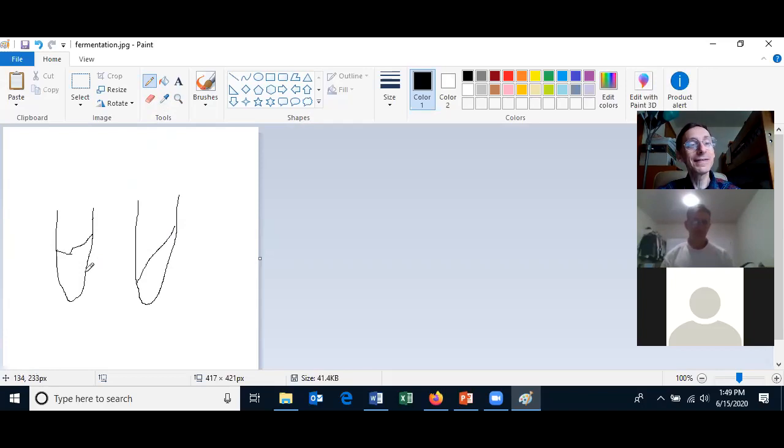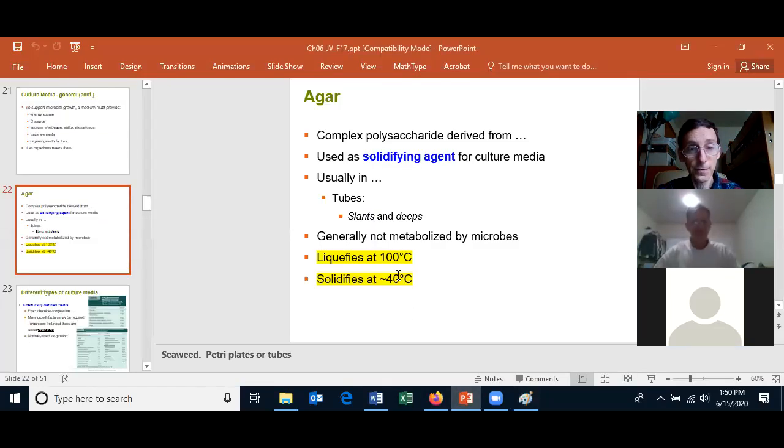Not a very good slant, but where the slant is a complete slant, and that's the entire media right here. Or you can get it where it's partially a deep, and then you have a slant on top of it. So these are called slants. And then the other tube, where the media is going straight across, that's a deep. And I've got that listed here. The tubes are usually in slants or deeps.